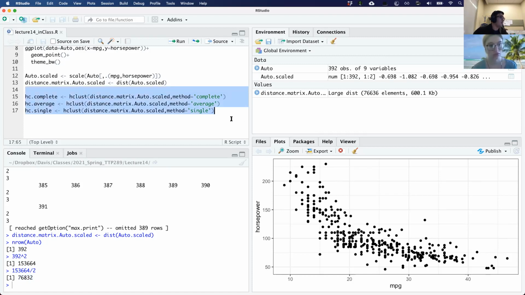And then we're passing the distance matrix to this hclust function, and then we specify a linkage method: complete, average, and single. Again, this is just looking at the group of leaves in the branch. If it's complete, it's going to be the largest dissimilarity. If it's average, it's going to be the average of all the leaves in the branch. And if it's single, it's going to be the smallest dissimilarity.